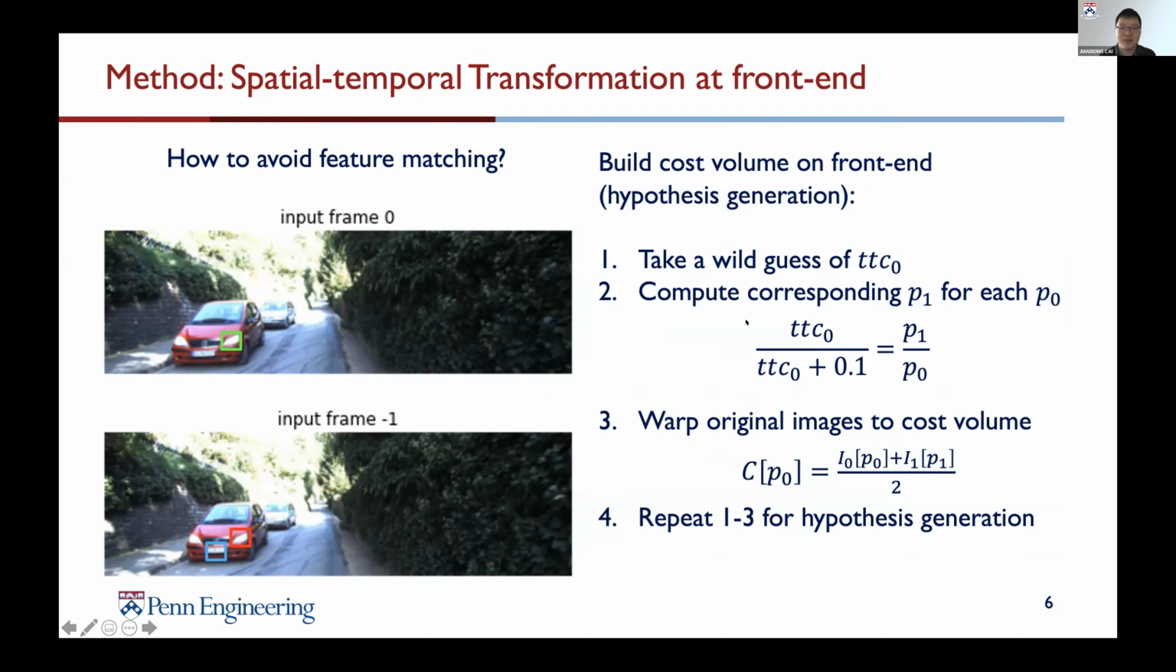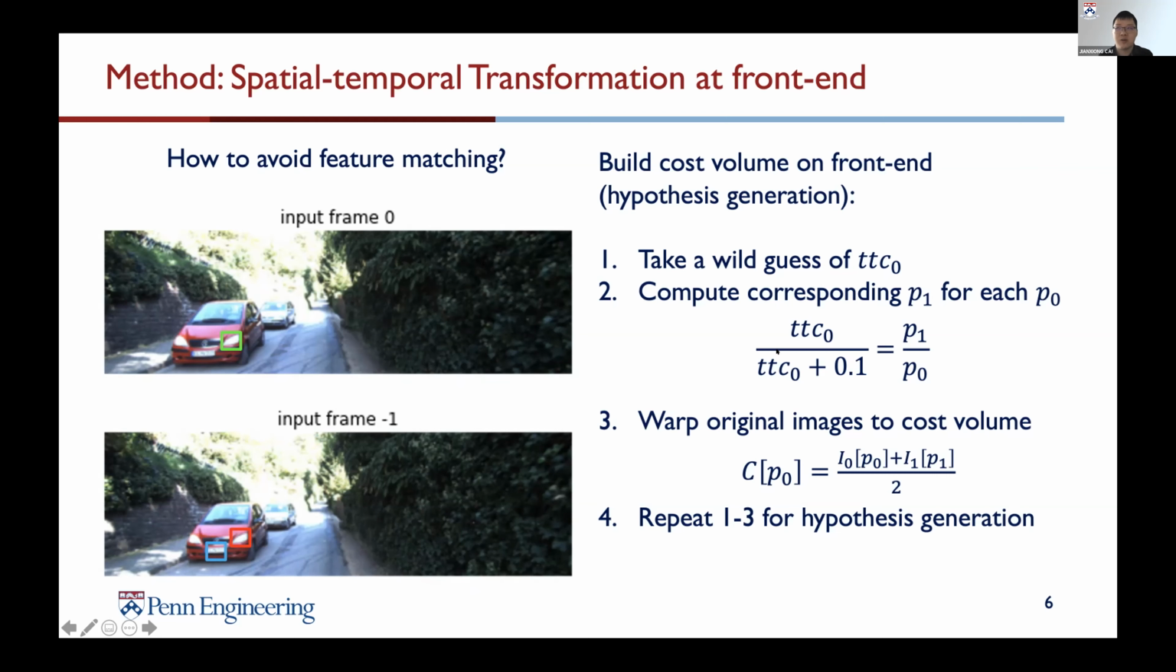And then we compute the corresponding pixel coordinate on the second frame for each pixel on the first frame. To put it into an example, we compute the corresponding pixel location on the second frame for this green pixel. If our wild guess is correct, that is, if our guessed time to collision value is close to ground truth, the expected location will be somewhere around the correct appearance, which is the red box here. If our wild guess is a little bit off, it's going to end up somewhere else, which is the blue box here.